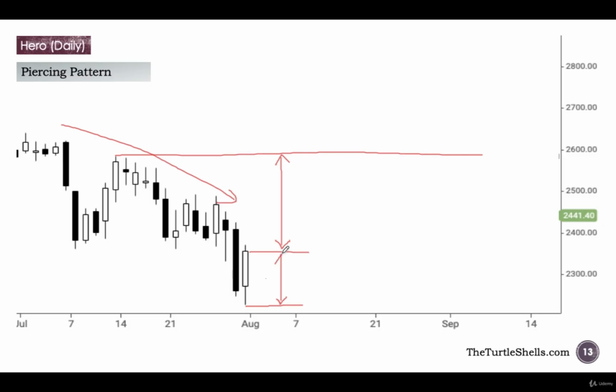That's our risk. This is not a perfect piercing pattern because I would like to have the opening of the white candle just below the low of the prior black candle. So this is not a perfect one, this is a normal piercing pattern. Another thing to notice is that this pattern does not confirm any prior support area. So it's a risky trade. It's an aggressive trade.